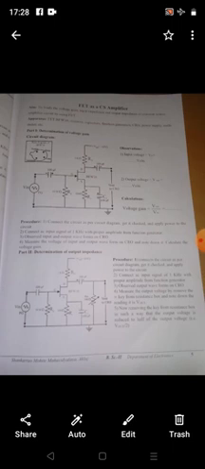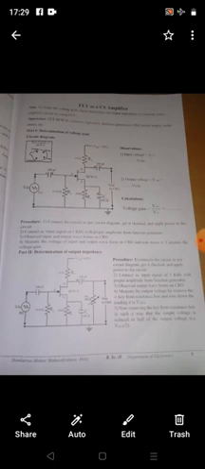The second part of this experiment is the determination of output impedance. Procedure for this output impedance: first, connect the circuit as per circuit diagram, get it checked and apply power to the circuit. Second, connect AC input signal of 1 kHz with proper amplitude from the frequency generator. Third, observe the output waveform on CRO.